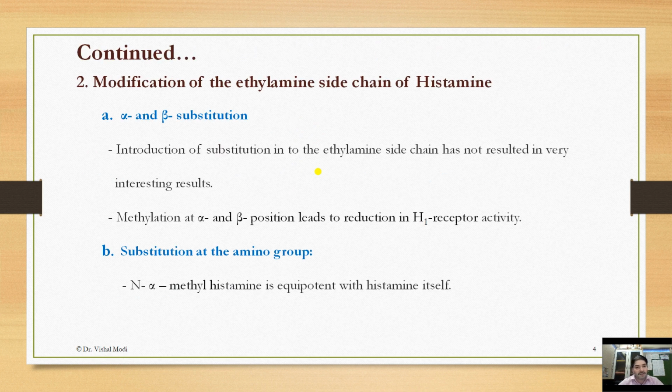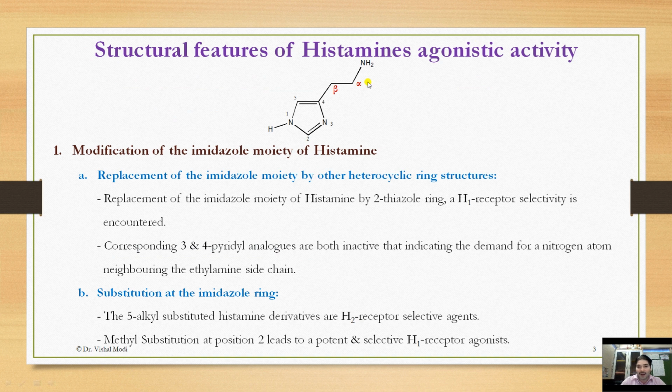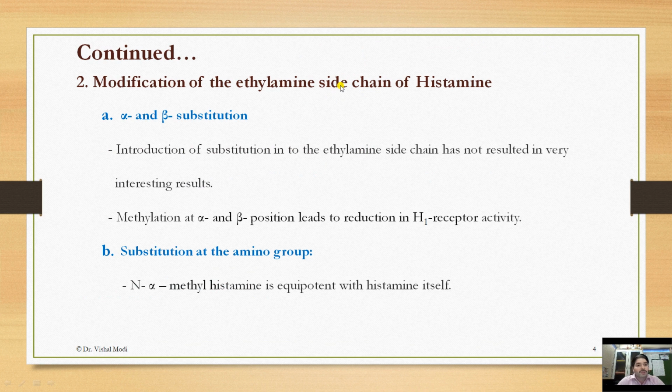Number 2 is modification of the ethylamine side chain of histamine. In that case there are two positions, alpha and beta, which I have shown here. Okay. Introduction of substitution into the ethylamine side chain has not resulted in very interesting results, while methylation at the alpha and beta position leads to reduction in H1 receptor activity. Next is substitution at the amino group. N-alpha methyl histamine is equipotent with histamine itself.